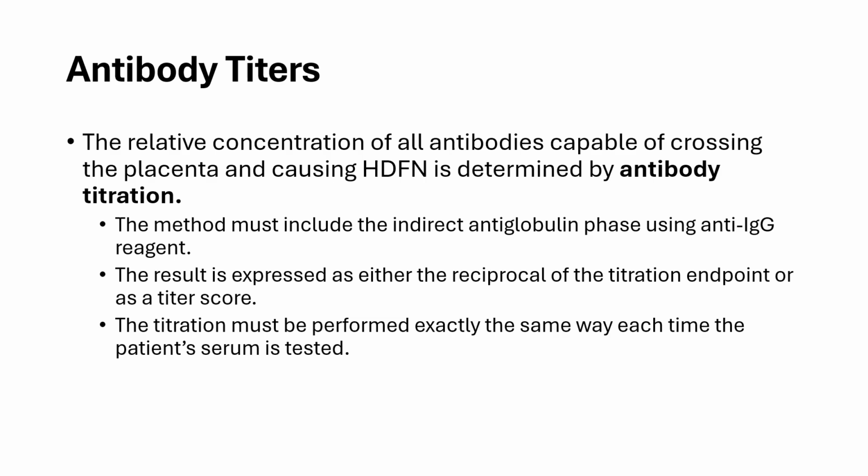The relative concentration of antibodies that can cross the placenta and cause hemolytic disease of the fetus and newborn is determined by antibody titration. The titration method must include the indirect globulin phase using an anti-IgG reagent. Results are expressed as either the reciprocal of the titration endpoint or a titer score. It is critical that the titration is performed exactly the same way every time the patient's serum is tested for consistent comparison.